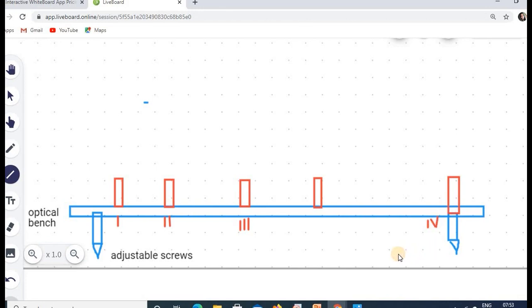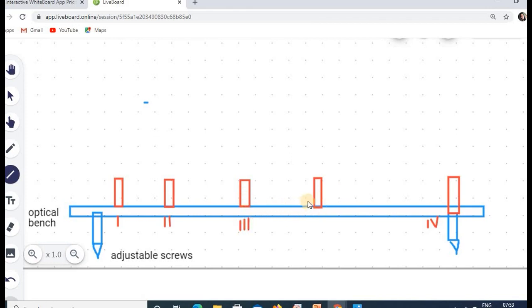This is my fourth upright. Upright 2 can be moved horizontally, and upright 1 is used for holding the slit. Upright 2 holds the prism, which can be moved along this direction so as to get an image on the screen. And upright 3 is used for carrying the lens, and upright 3 can take position from here to here.